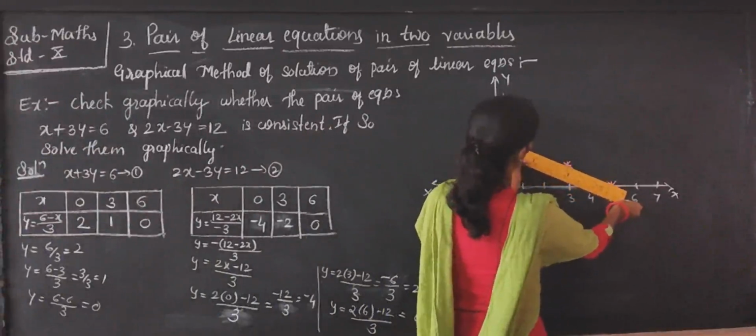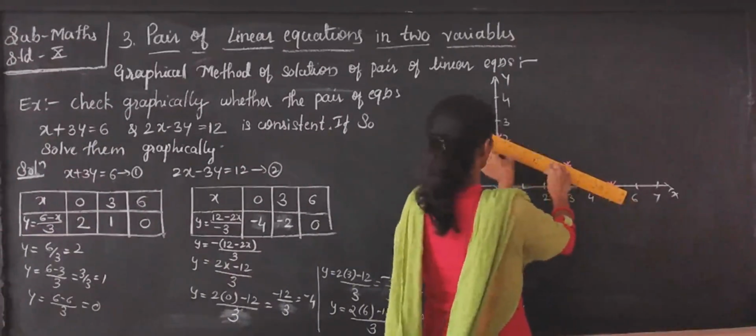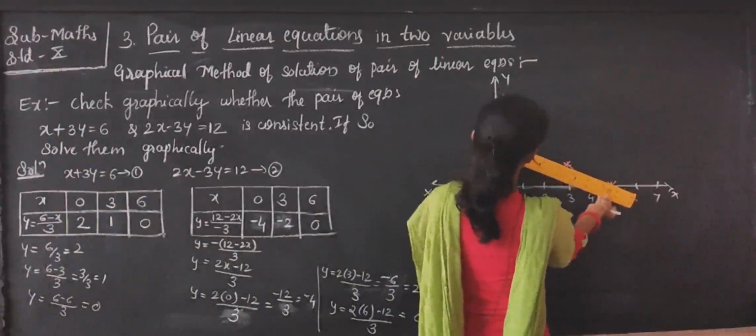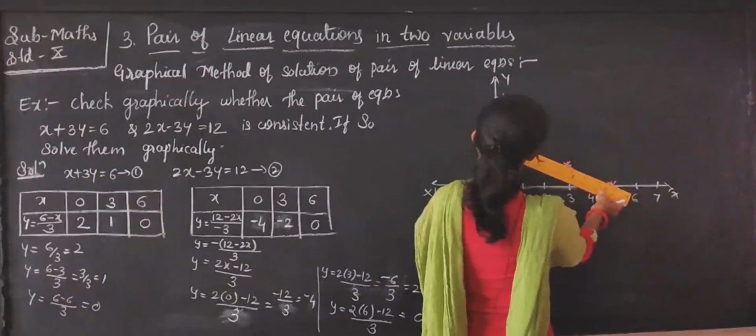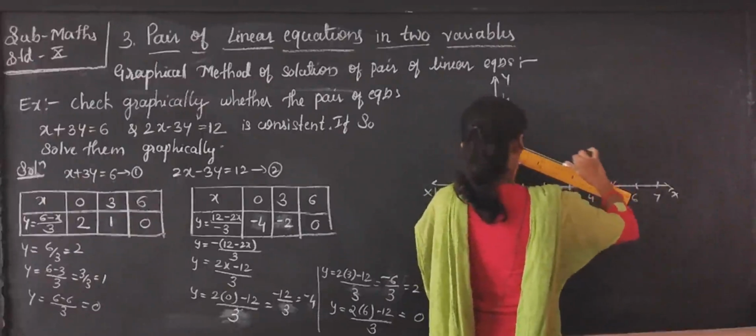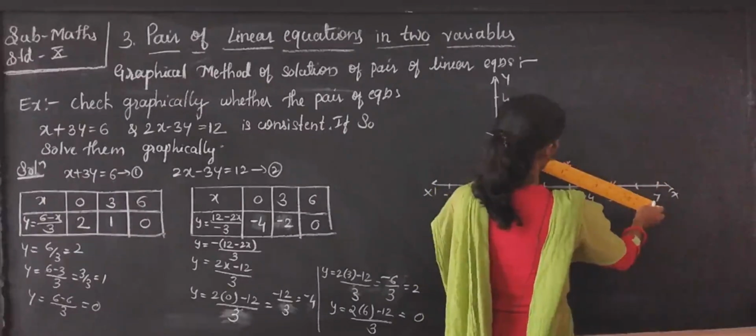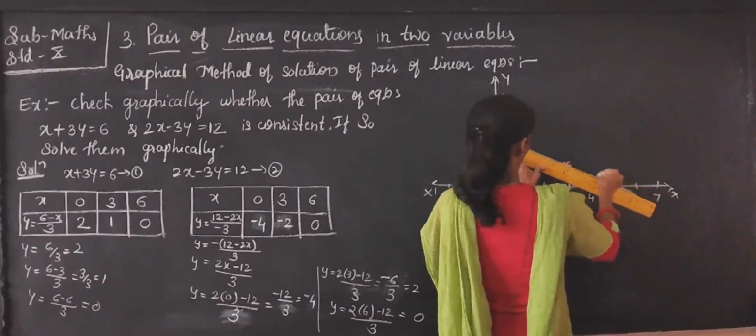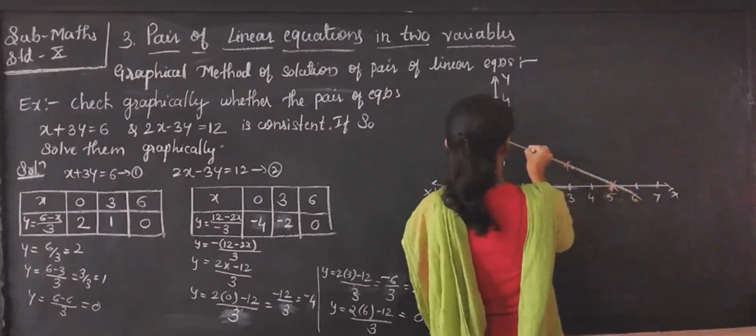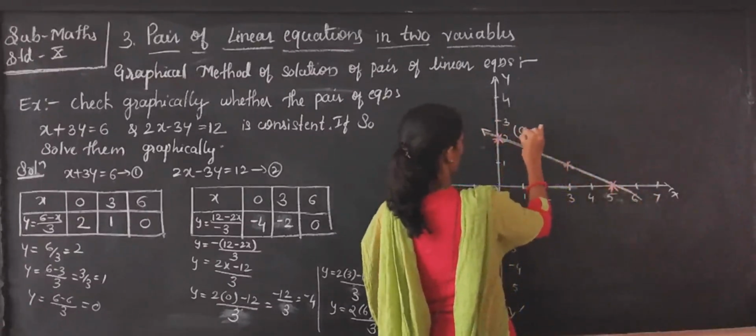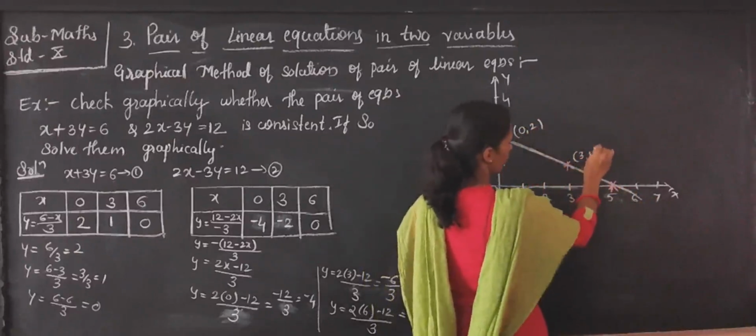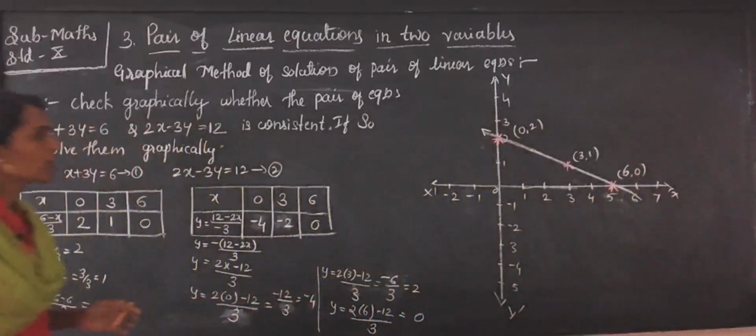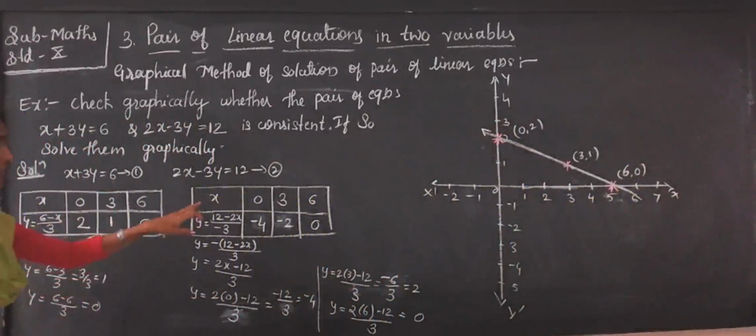first line you have to join it with white chalk. Join all the dots, all the points. I don't have a proper scale, that's why a little bit of variation will happen, but you have to take a proper scale here. So here (0, 2), this one is (3, 1) and this is (6, 0).